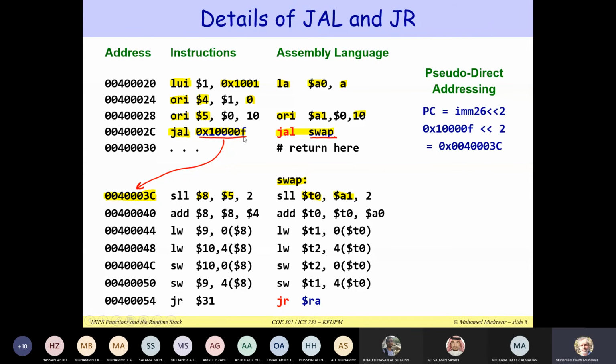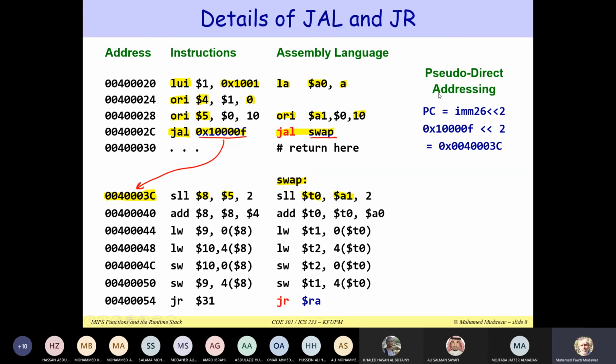Now, we know that the addresses of instructions are always multiples of 4, because the instructions are aligned in memory. And because they are aligned and each instruction is 4 bytes, the addresses are multiples of 4. So the least significant 2 bits of the address are always 0, 0.